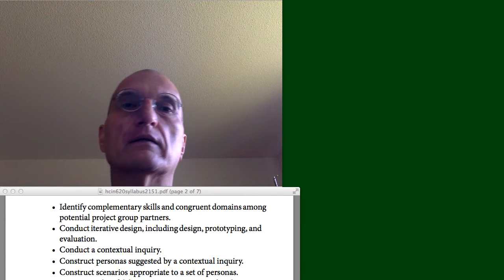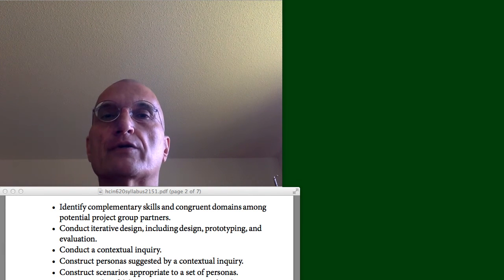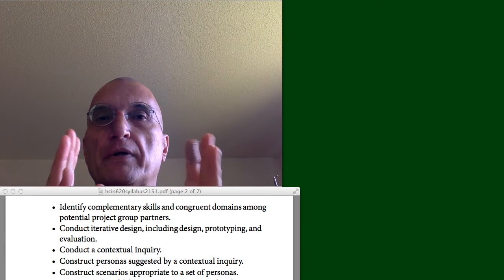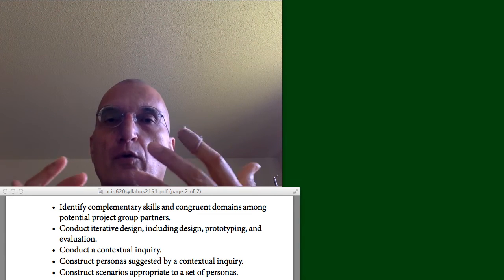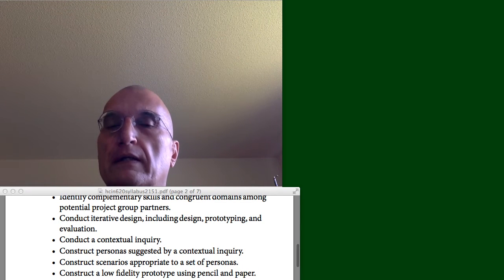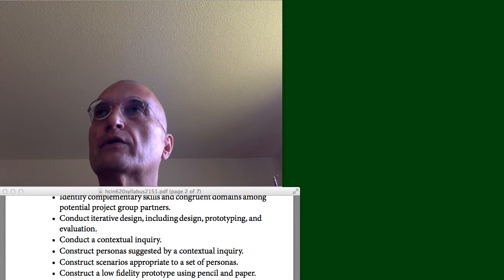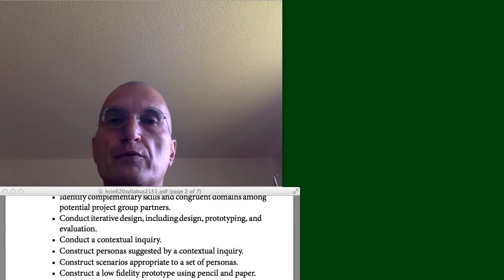And you'll have to construct scenarios that are appropriate to a set of personas. So there are many approaches and plenty of valid criticism of the use of things like scenarios and personas. But this is an exercise that you're going to need to get through. These are prevalent things that people often do.